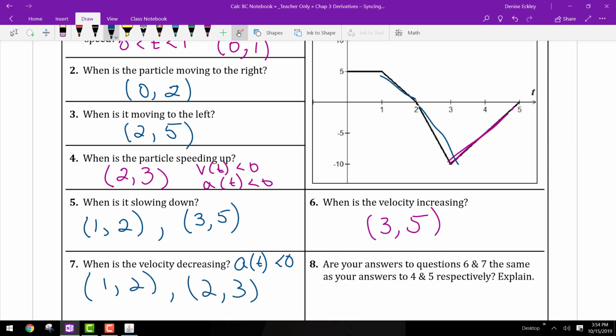Okay, so are the answers to questions 6 and 7 the same as my answers to 4 and 5? And explain. Now you'll notice that they're not the same. 4 and 5 do not have the same answers, and neither do 6 and 7. So the reason for that is that velocity increases when acceleration is positive.